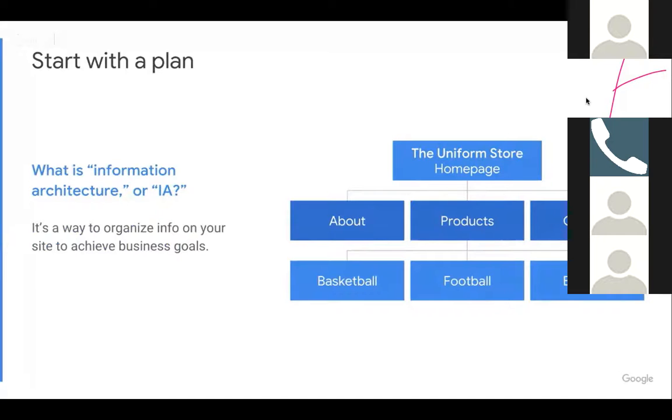Here's an example. This business sells custom sports uniforms. In this example, their products are organized by sport, but there are a lot of ways to do this. You could also organize by type of sports, by age range, by expert level, and many, many more.